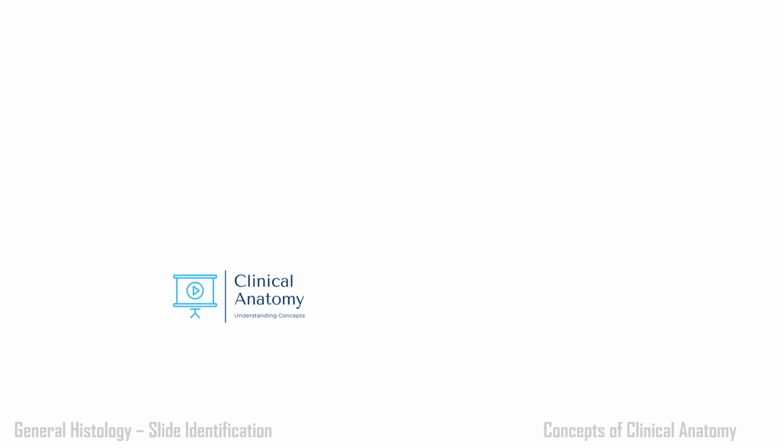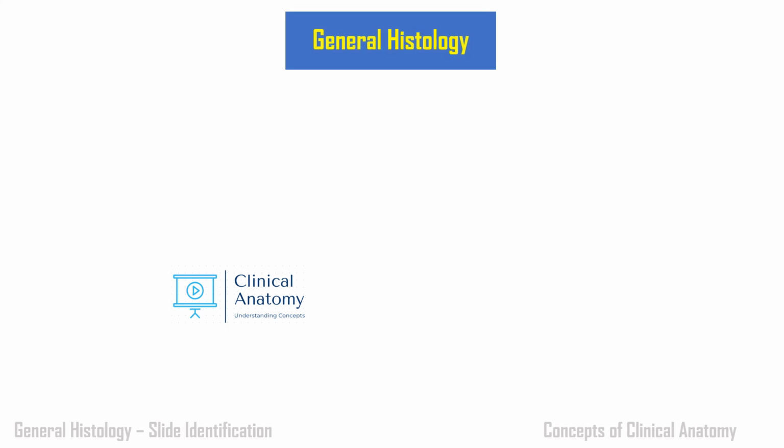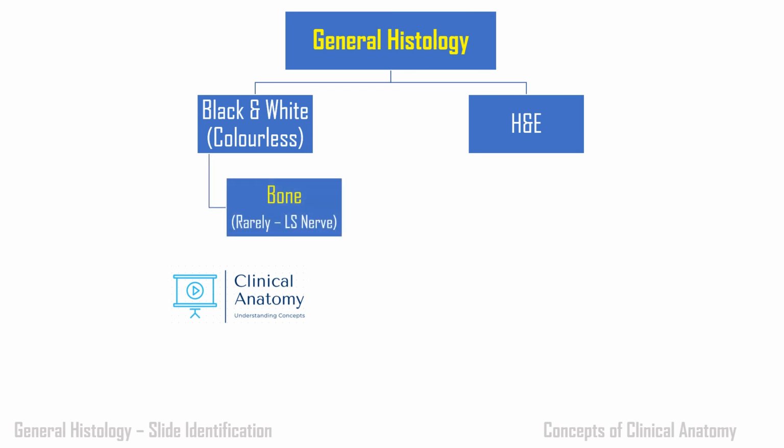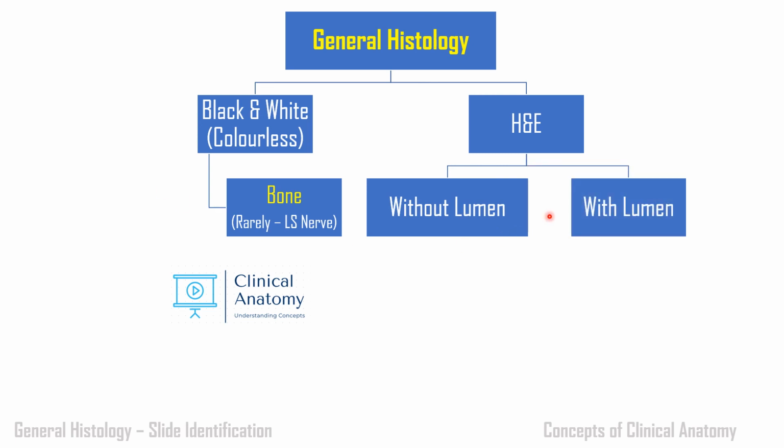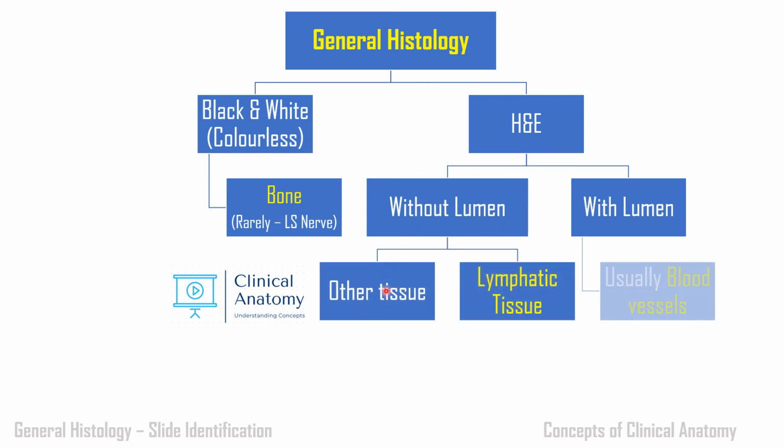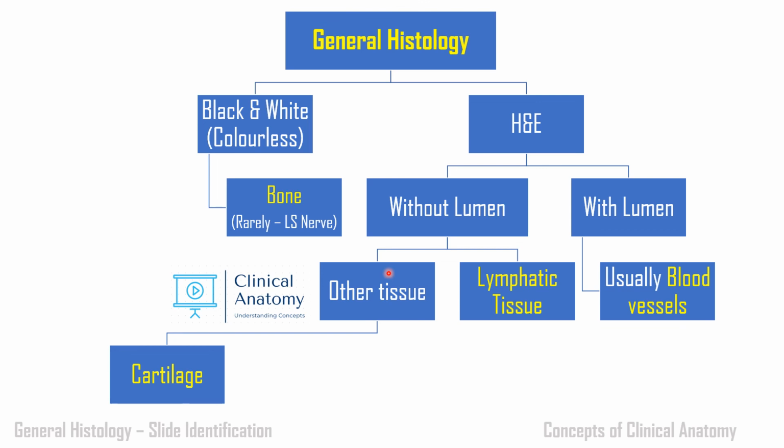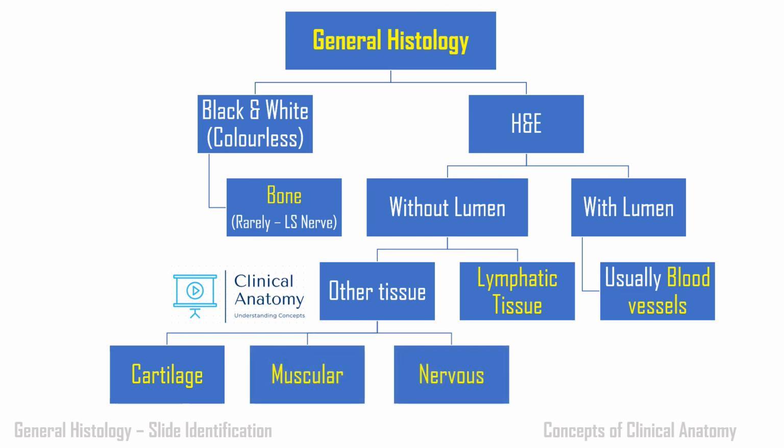Coming to the summary, in the general histology slides, we first divided into colorless and Hutchins slides. Colorless are bone, rarely the LS of nerve which is fixed with osmium tetroxide. Then Hutchins slides with lumen and without lumen. Without lumen, the tissues are lymphatic tissue and other tissue. With lumen, it is usually the blood vessel. We have seen the differentiating features in the lymphatic tissue. Then in other tissue, we have seen the 3 cartilages, 3 muscles, nervous tissue and connective tissue.